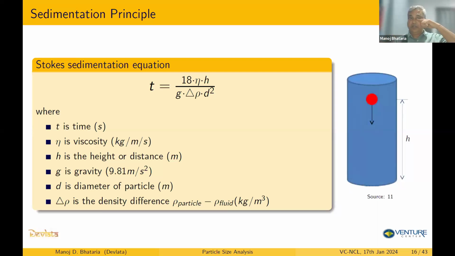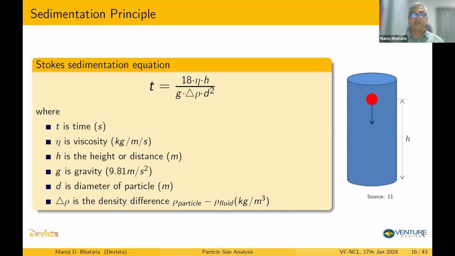Now the only unknown in this case is d, the diameter of the particle. You know the viscosity of the liquid, you know the distance it travels from the place where you have introduced the particle to the place where you have kept a detector to detect the particle, and gravity is constant. And delta rho is the density difference between the two, that is, the density of the particle minus the density of the fluid or liquid, whatever you used as a suspension.